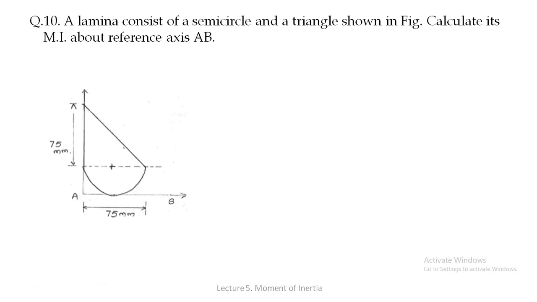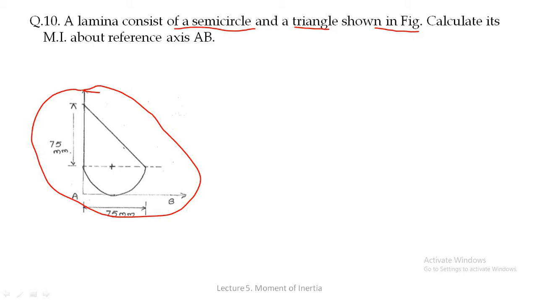that a lamina consists of a semicircle and a triangle as shown in figure. Calculate its moment of inertia about reference axis AB. Remember here that the semicircle and triangle is given, and a very important thing in this question is that the figure is already provided to you, as you can see over here, in the question itself.